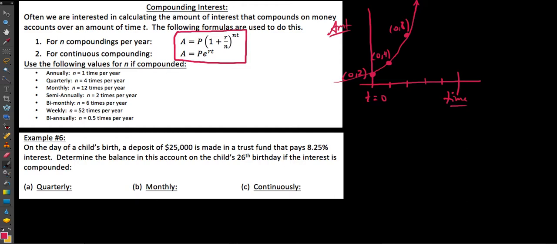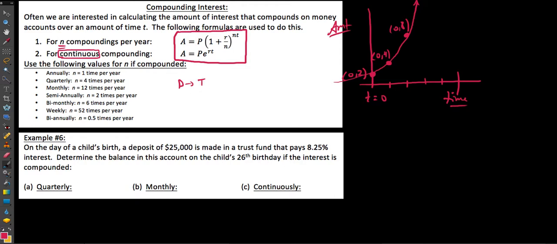So it says, often we are interested in calculating the amount of interest that compounds on money accounts over an amount of time t. So the following formulas are used to do this. Our first one is for n compoundings a year, and our second one here is, you're going to want to highlight this word, for things that compound continuously. So we are going to start with this first model, but with both these models, let's go ahead and indicate a few things here.